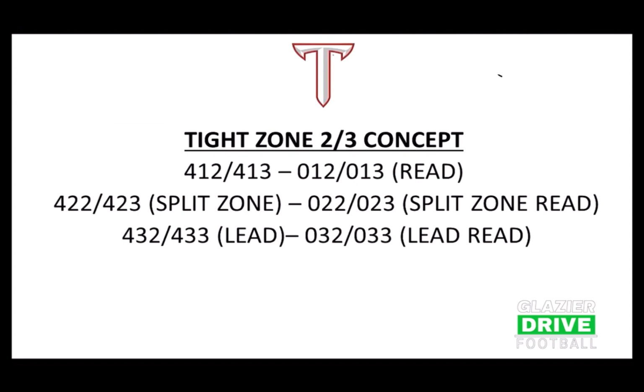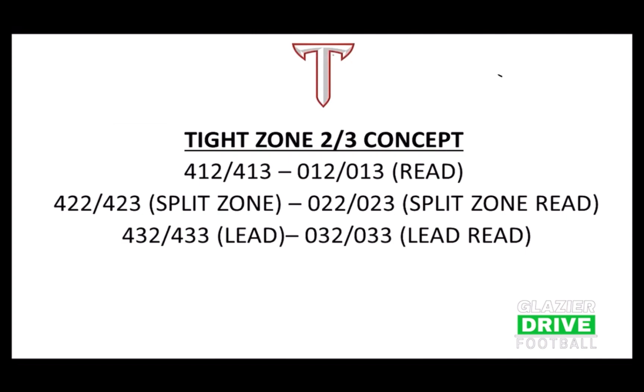422, 423 means that you're getting the split zone, which means the linebackers may not fit downhill quite as much, may actually fit to the backside. 022, 023, same thing, just reading it as far as the backers going back. And then you've got 432, 433, or 032, 033.